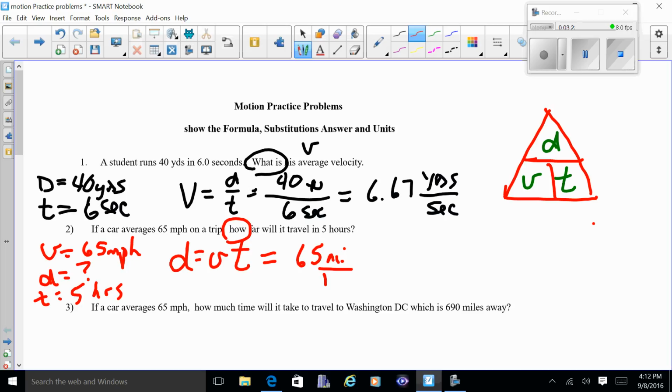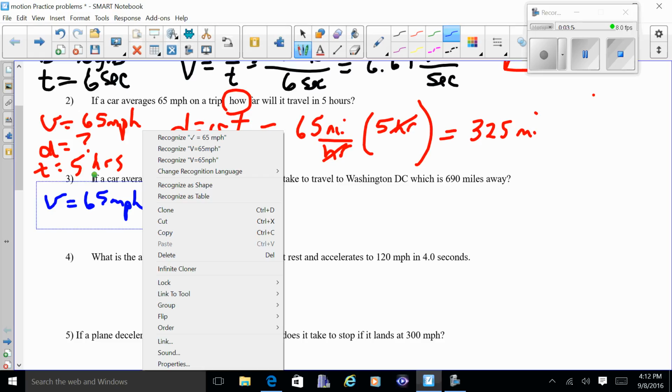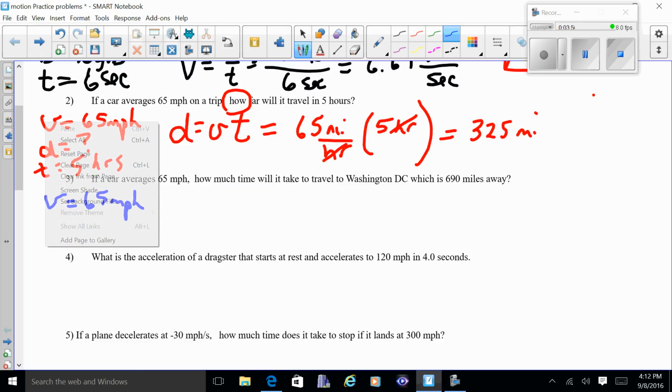So let's come down to number 3 now. It says if a car averages 65 miles an hour, we're going to do the exact same thing we did. That 65 miles an hour is velocity. So I'll put down the velocity equals 65 miles per hour. How much time? Well, how much means I'm looking for time here. Well, so T is going to be equal to a question mark. Will it take to travel to Washington, D.C., which is 690 miles away? So I'm going to put in the distance, 690 miles.